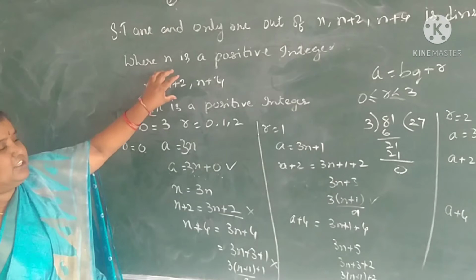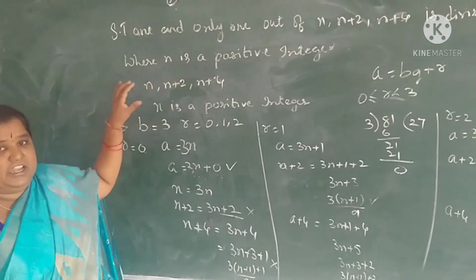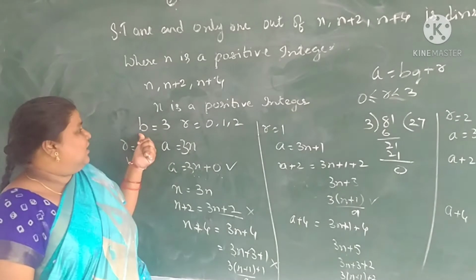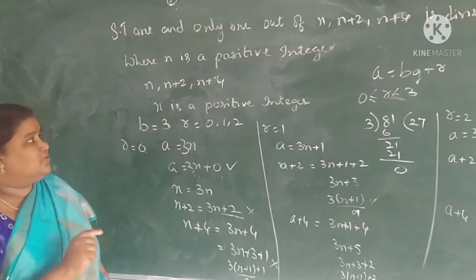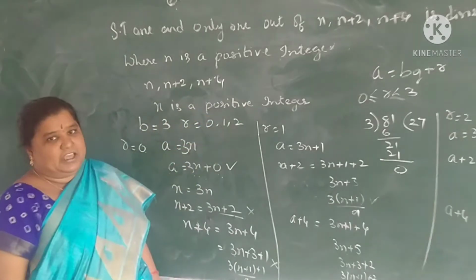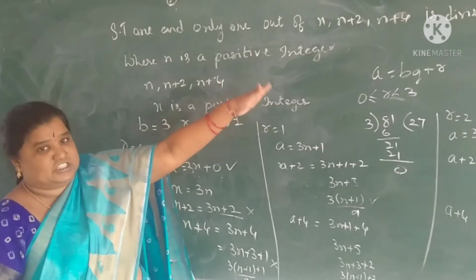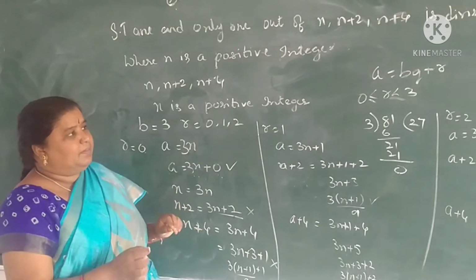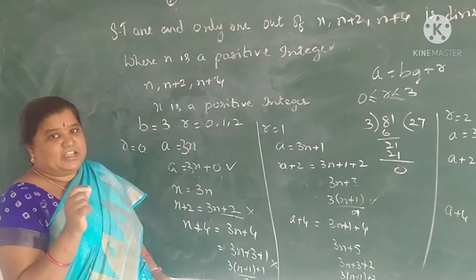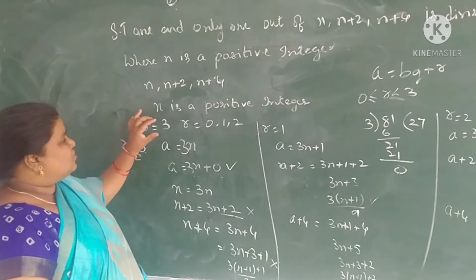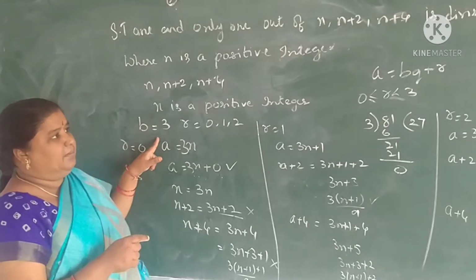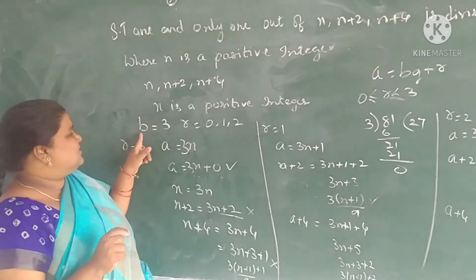So we have to take n, n plus 2, n plus 4, where n is some positive number. In previous problems we compared this with Euclid's algorithm. But here it is already given that it is divisible by 3. Divisible by 3 means the remainder will be 0, so we consider it as divisible by 3. So b is equal to 3, the divisor is 3.